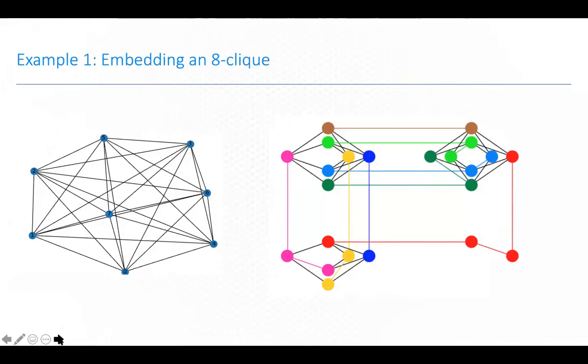But let me just show you a little bit how the embedding works on an 8-clique, which is a thing where any one of the nodes, like say 5 there at the top, has a direct connection to all the others.